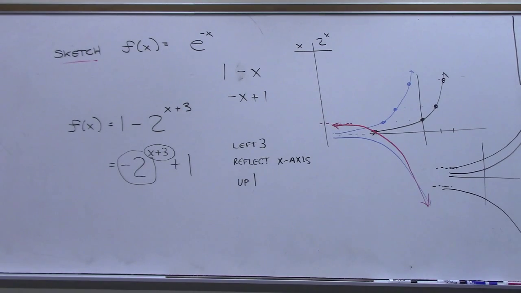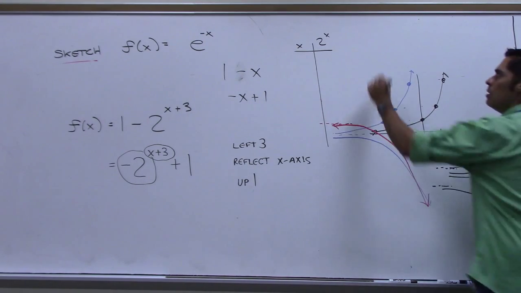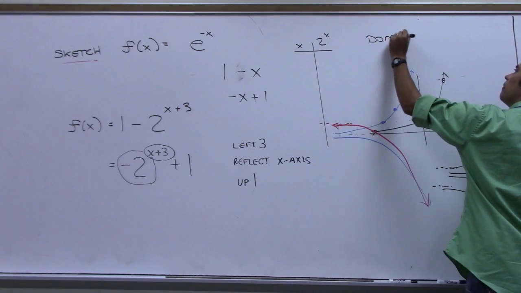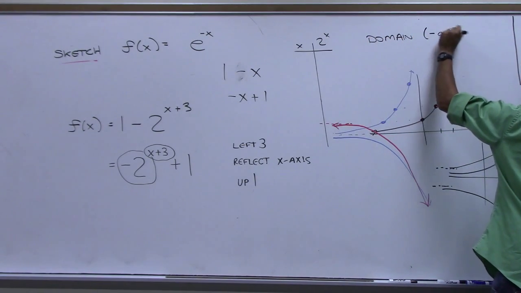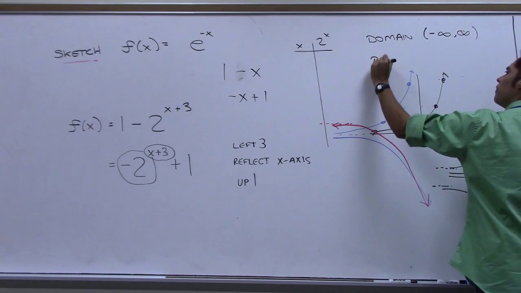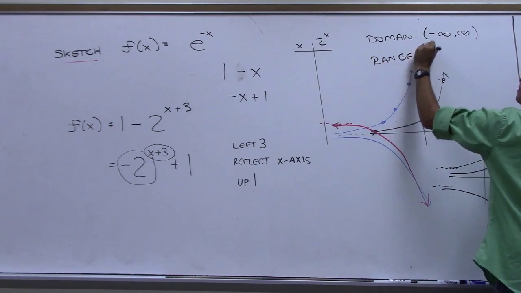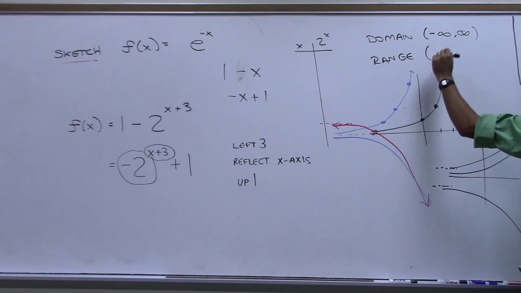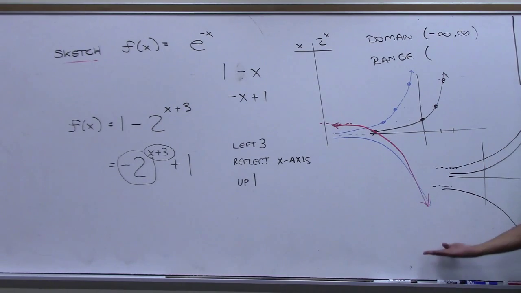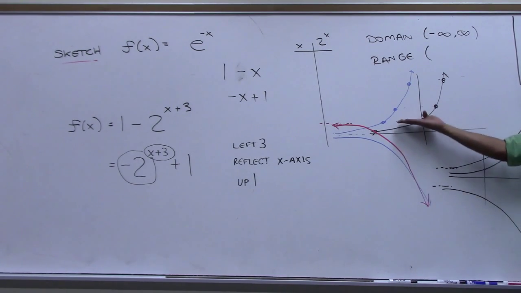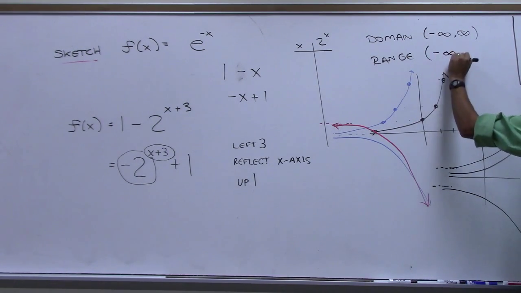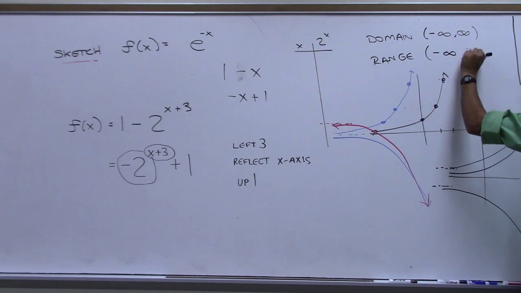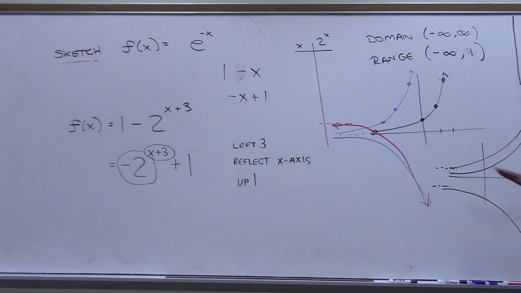Okay, so what's the domain of this? All real numbers. What's the range? Isn't it 1 to negative infinity, or negative infinity to 1? Not 1 to negative infinity. Negative infinity all the way up to 1, with the parenthesis, because I never actually make it to 1.